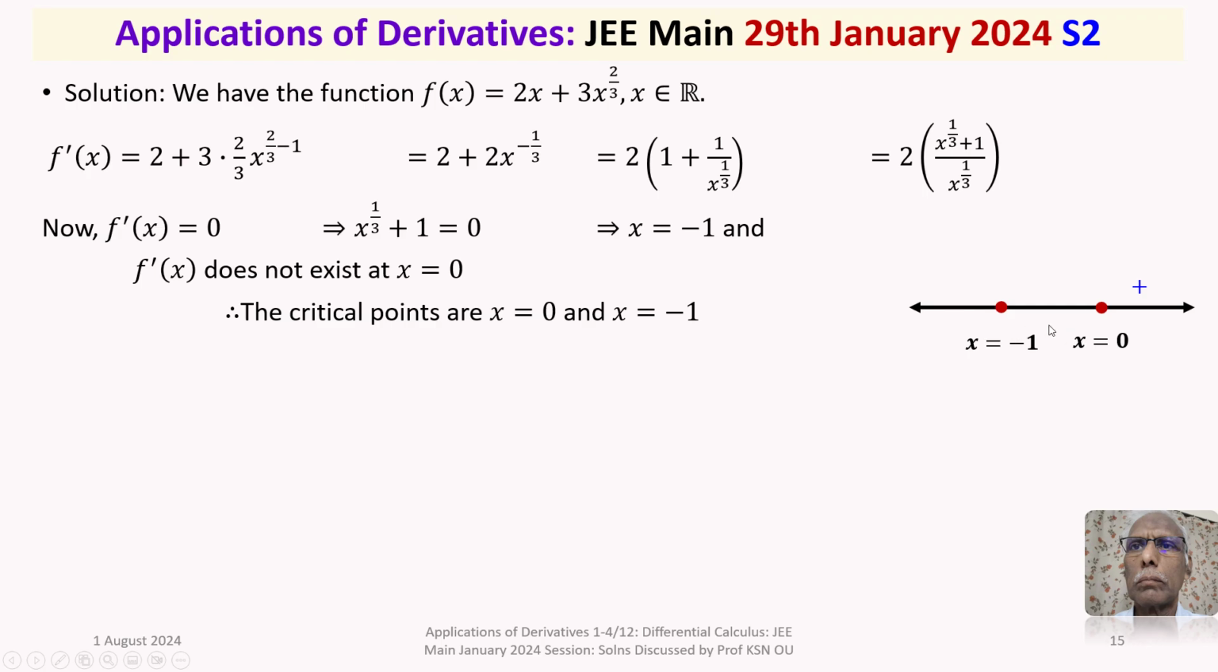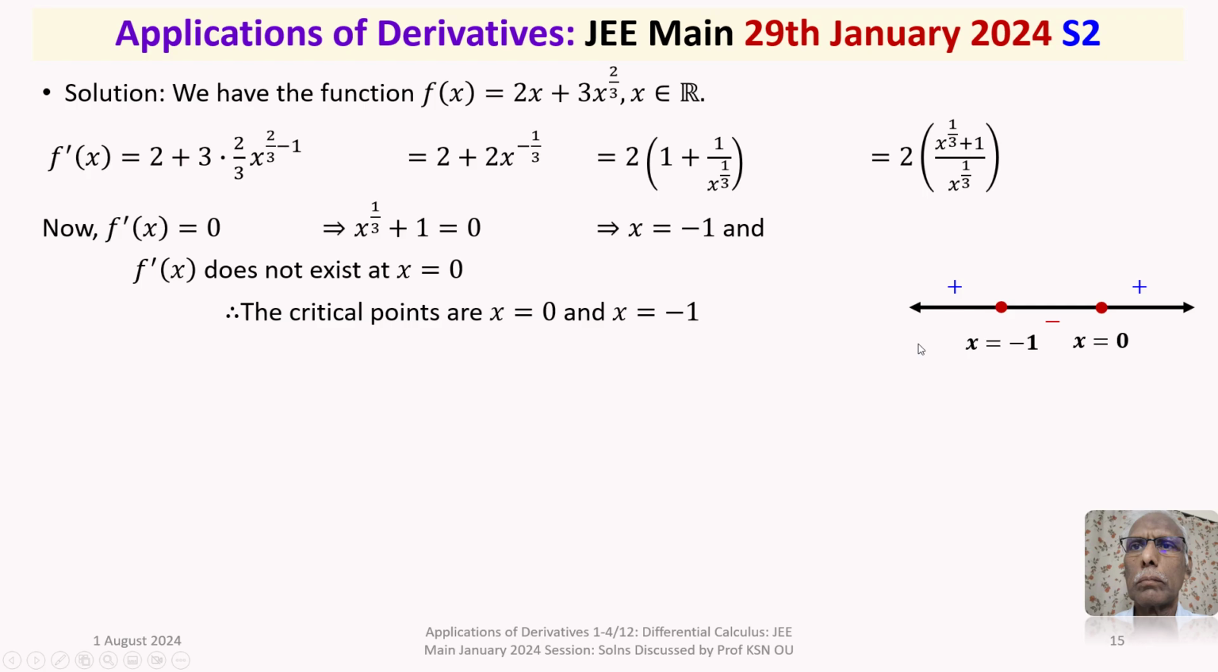For any x in between minus 1 and 0, the denominator x^(1/3) is negative. The numerator x^(1/3) + 1 is positive. Therefore, f prime x is negative. And when you take x to the left of minus 1, that means for any x less than minus 1, both numerator and denominator of f prime x are negative. Negative by negative, that is positive. You will get f prime x is positive in this.